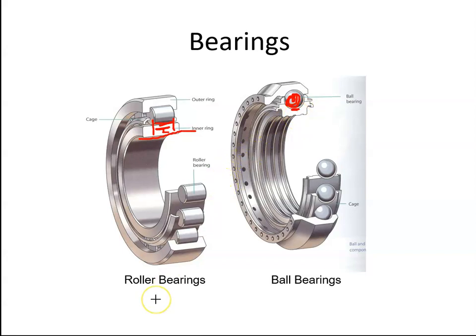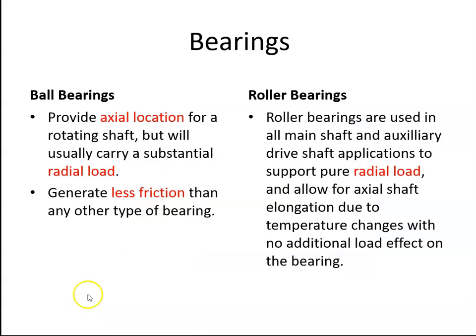So just in summary then, ball bearings provide axial location but can carry some radial load. They also generate the least amount of friction, whereas roller bearings will only take radial loads and allow for axial shaft elongation due to temperature changes with no additional load effect on the bearing.